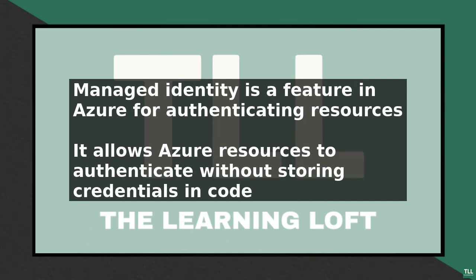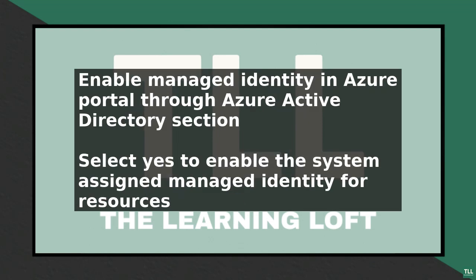In the left menu, select the resource for which you want to enable Managed Identity. Then click on the Azure Active Directory section and select Yes to enable the system assigned Managed Identity. Next, search for Azure SQL Managed Identity documentation on the Microsoft Azure website.